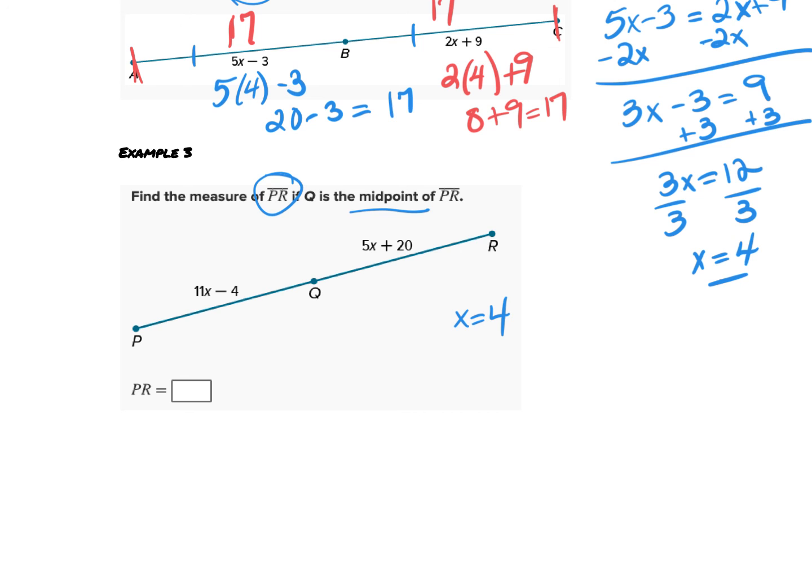Here, example 3, we want the PR. As I mentioned, when you do the algebra, you're going to get x equals 4. So if I plug 4 in for x here, and then minus 4, I'm going to get 44 minus 4. Oops, sorry, which gives me 40. So again, both segments are equal. So my final answer, and the length of PR, is 80.